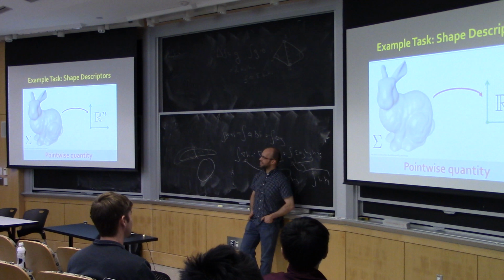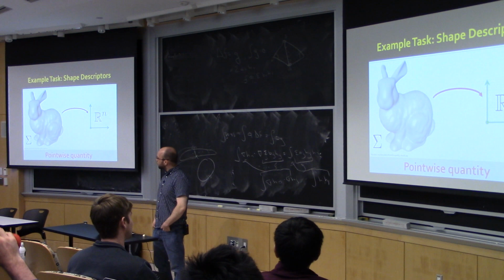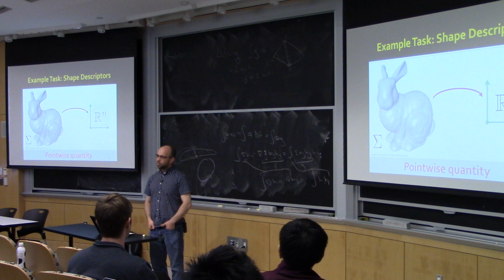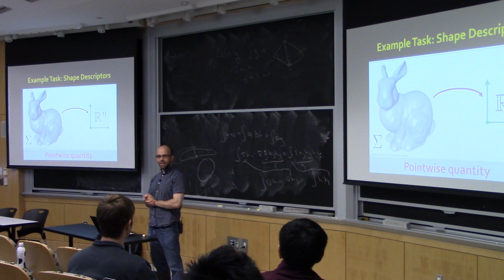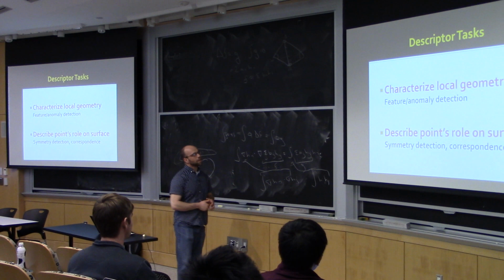So there's a whole community of people out there that work very hard to engineer different descriptors for points, and they tend to need one foot in an application area, to know the type of shape that they care about, and another in geometry and math. And these days, a third one probably in machine learning. Okay, so there are many different tasks for descriptors.